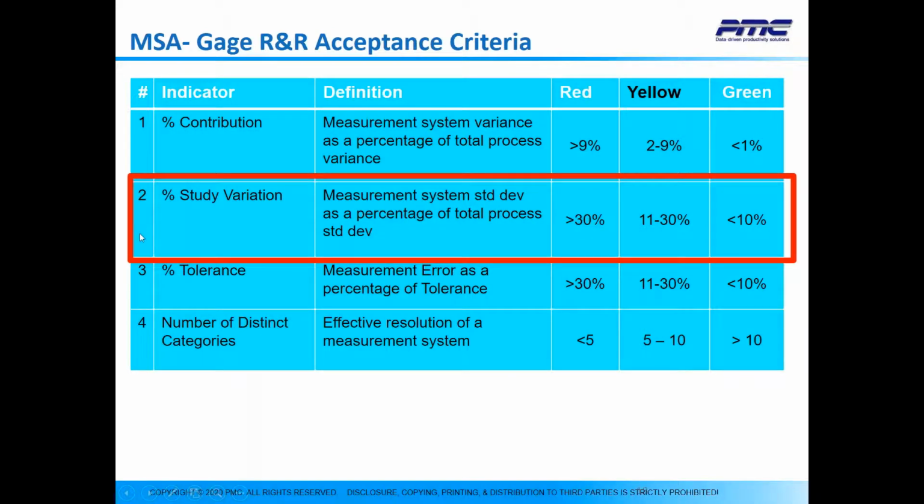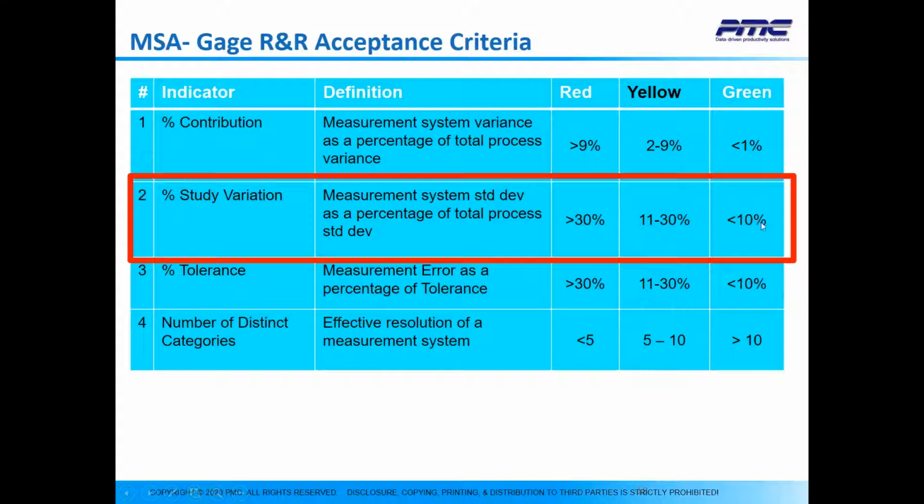Here is the gauge R&R acceptance criteria. There are 4 different indicators we can look at for gauge R&R, but the most commonly used one is the second one here. It's called the % study variation. As you can see, it says the measurement system standard deviation as a percentage of total process standard deviation.